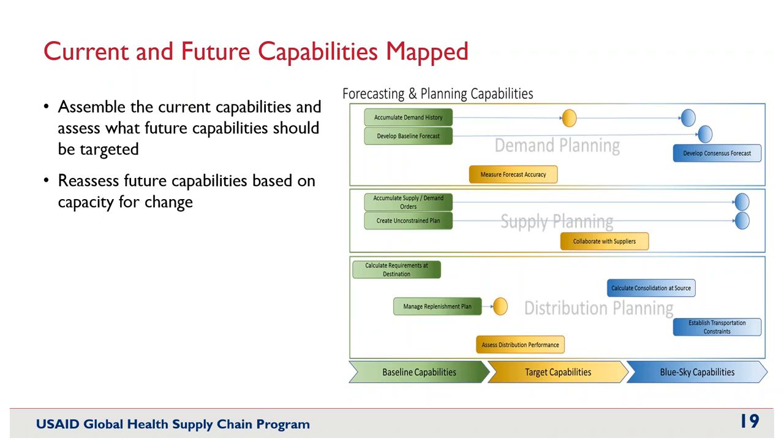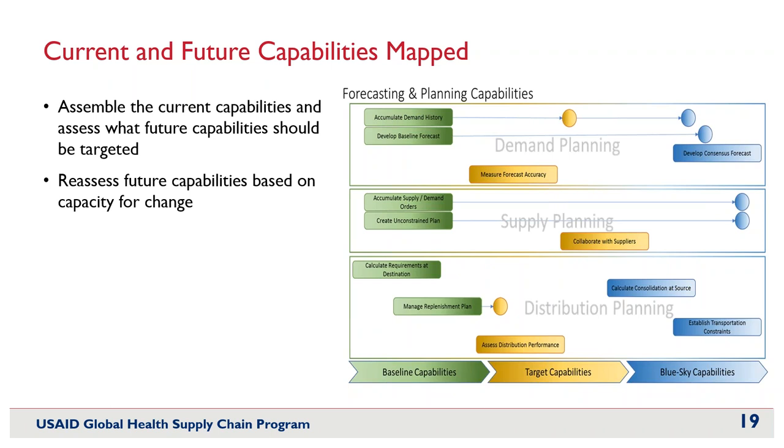But what might be a target capability is to accumulate that demand history in a more refined way, and to accomplish some next level features of demand history accumulation. And we could have some blue sky targets. These are things that we really want to be able to do, but we'll keep them on our horizon. That's kind of our stretch goals if we could achieve some of those things. So developing a baseline forecast, we can do that today. But a stretch goal might be to have a formalized demand planning system that brings in a weekly or monthly bucketed demand history and produces a statistical forecast that is a rolling forecast produced every month for 12 months out. That might be a stretch goal.